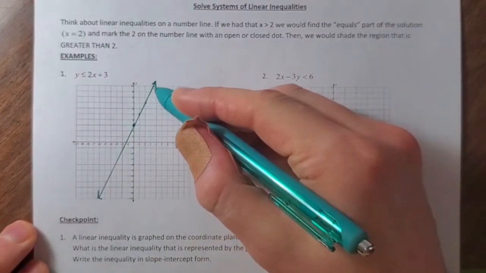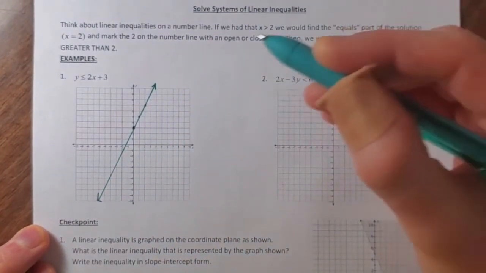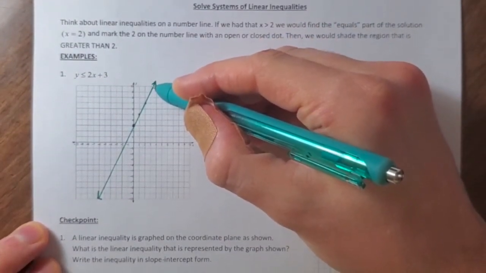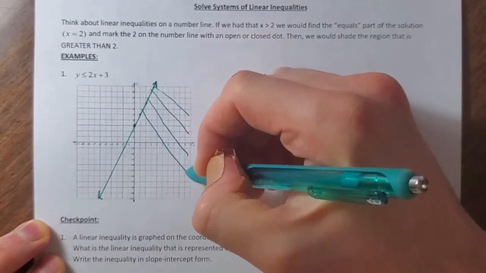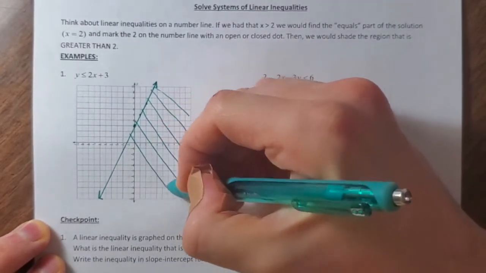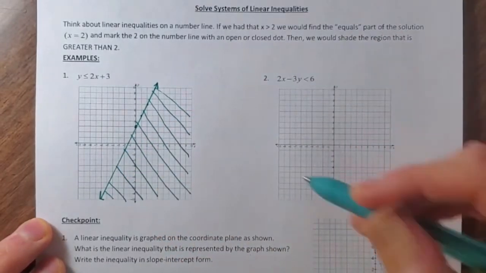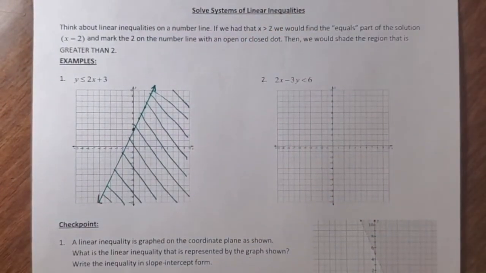So the equal to implies that the line itself is part of the solution, but we're also saying y is less than this line, so we just want to take any spot on this line and we're just going to shade down below it. So every spot below our line is also a solution here, which gives us our final graph here with our shaded in solution region.